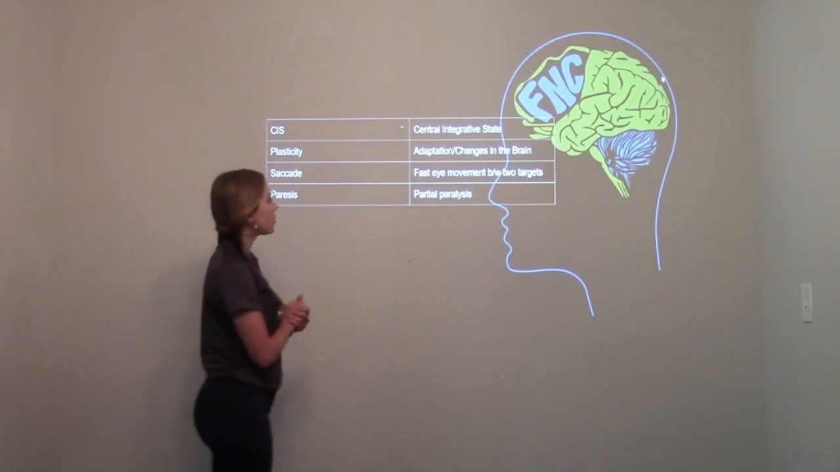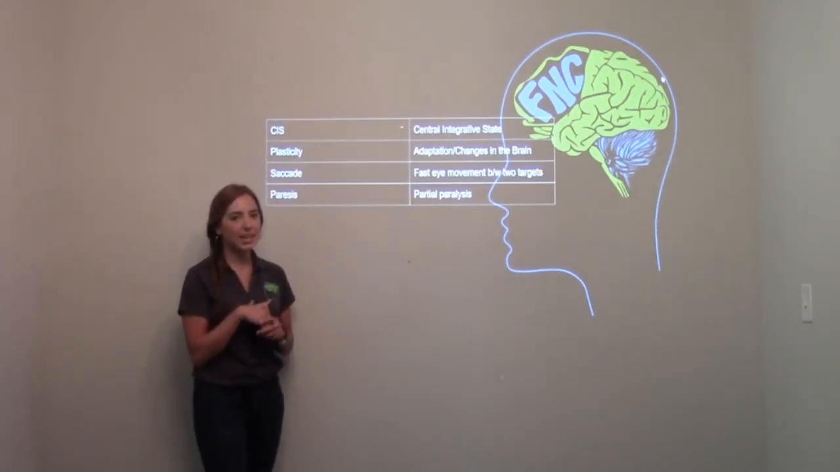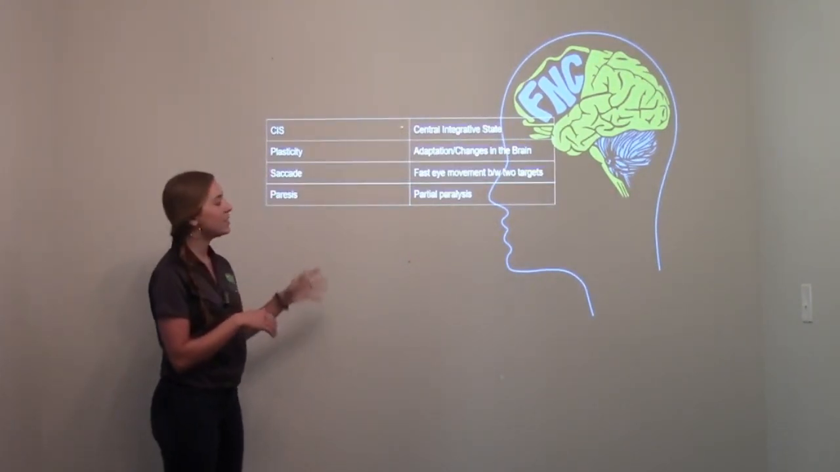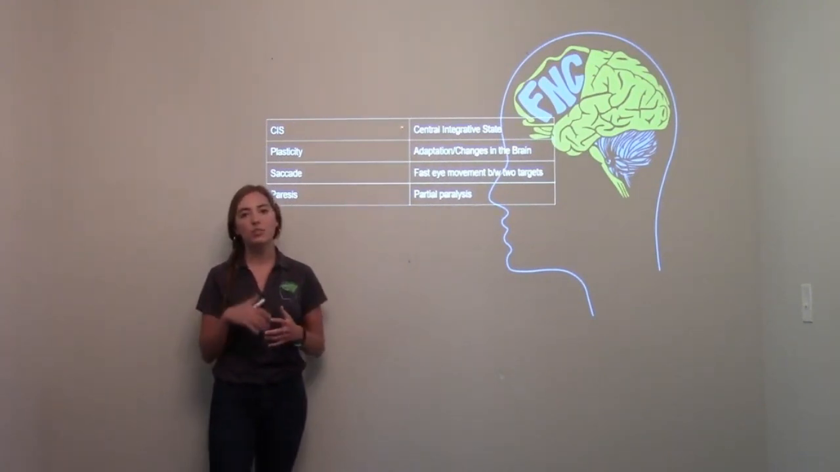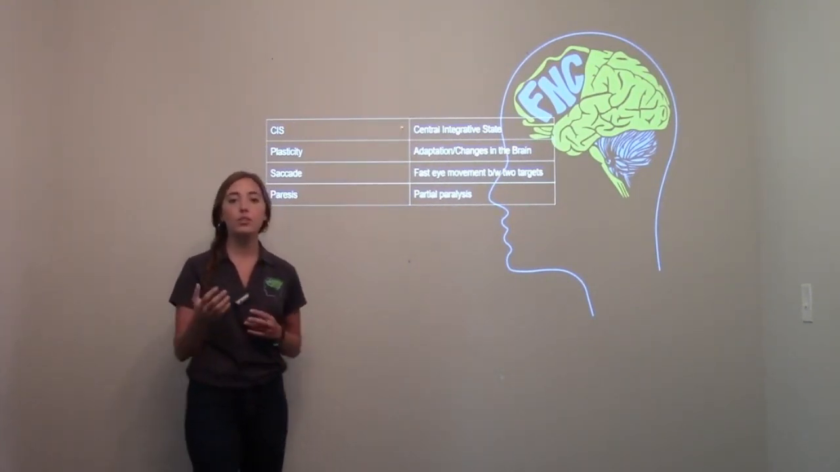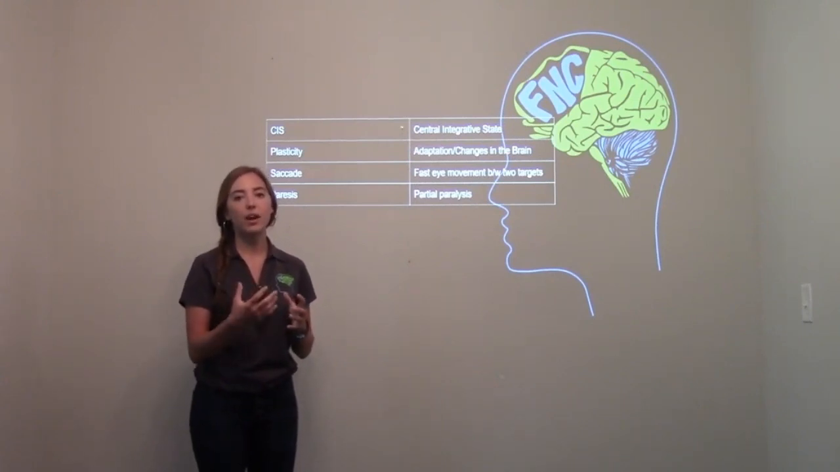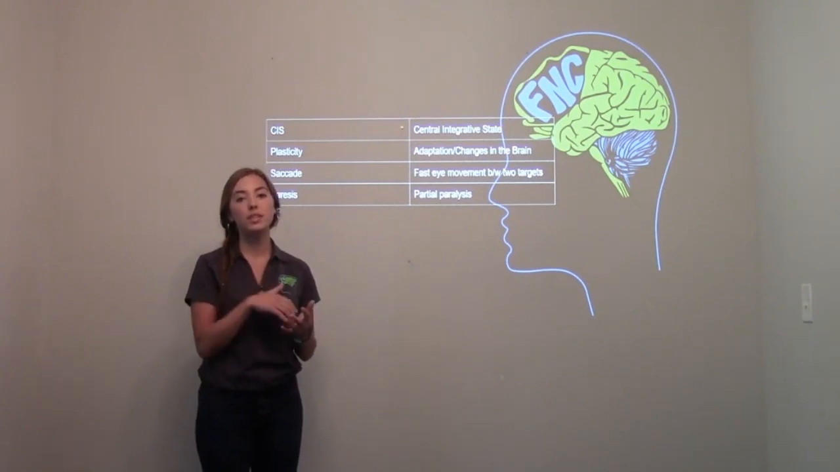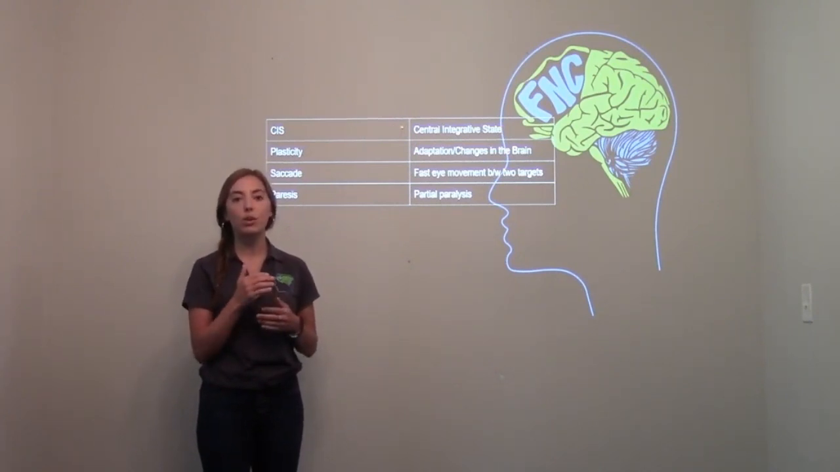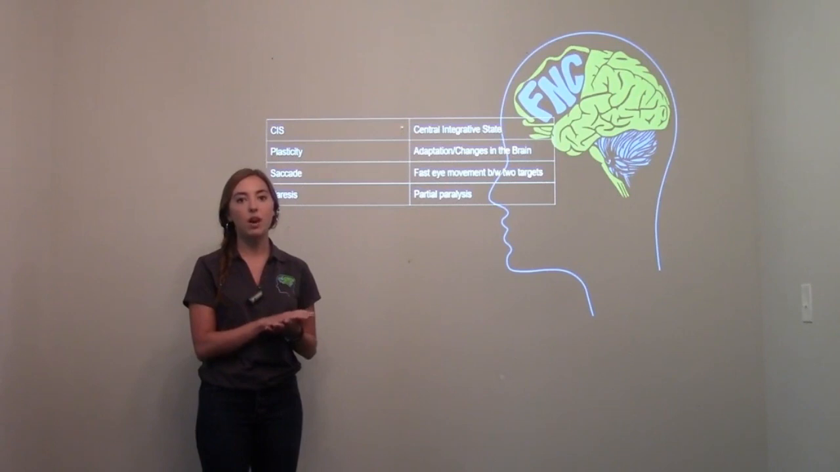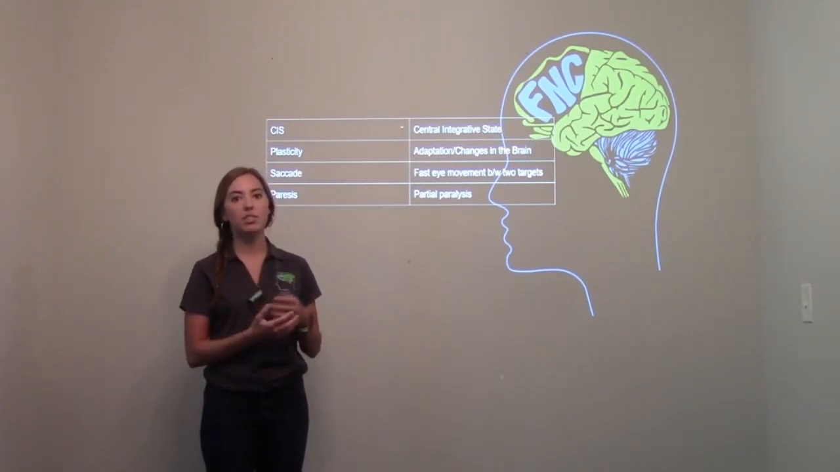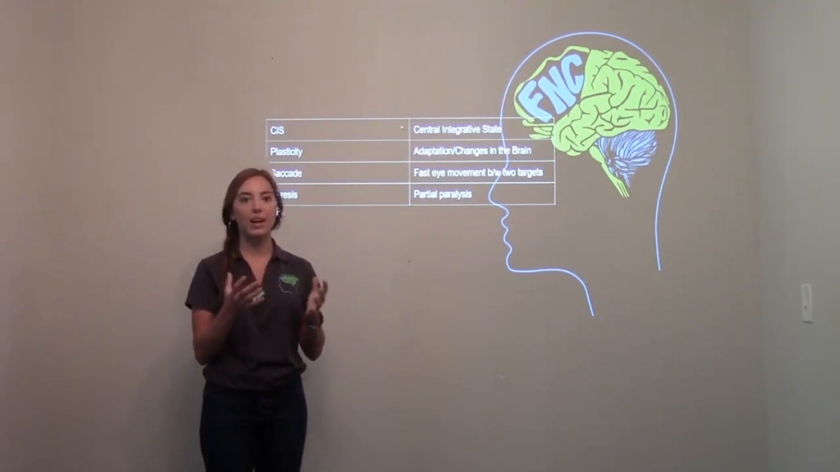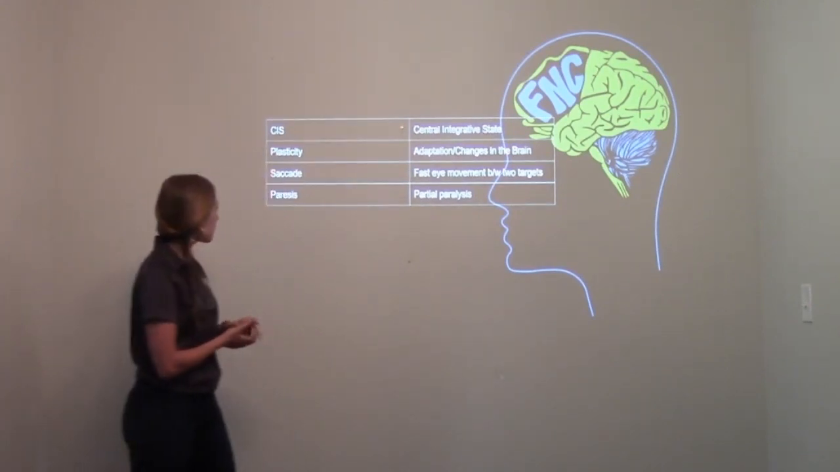And then central integrative state is abbreviated as CIS if you see it anywhere. Plasticity, we talked about this last week, but it's really just our ability to reactivate neural networks and regrow and regenerate an area of the brain that was previously dysfunctional or was just not working as well, not communicating as well. By activating those specific areas of the brain, we're able to make changes through neuroplasticity to get the results that we want with our patients.